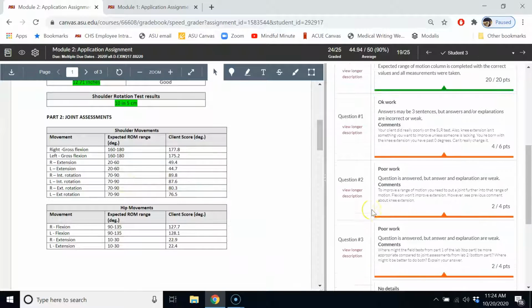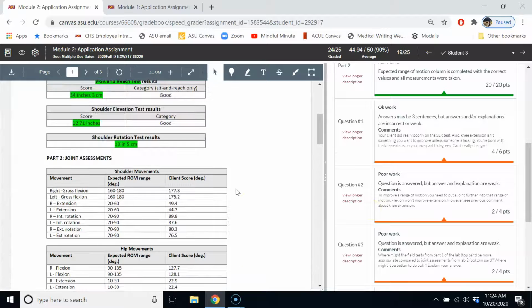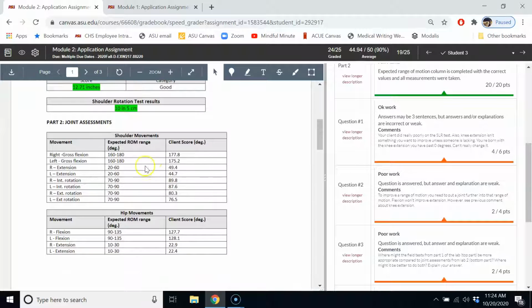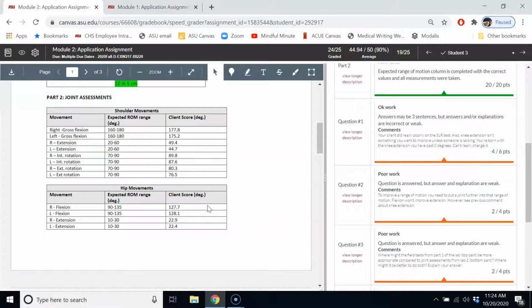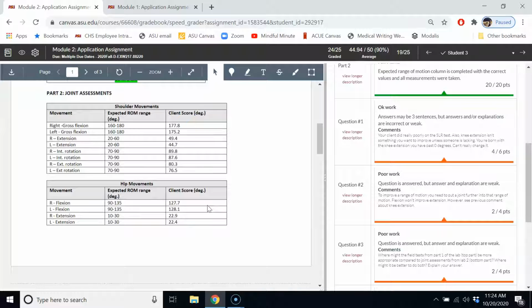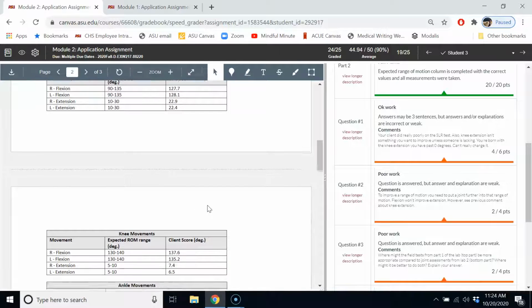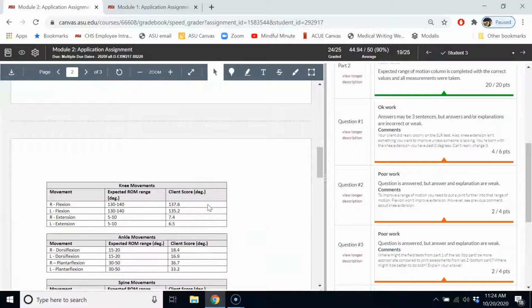For these joint assessment measurements, I'm looking to make sure that they're all done, first of all. And then I'm looking to make sure that they make sense. Do they fall within the parameters? I don't want you guys to go crazy trying to get the right score. This is just practice to give you an idea, especially for those of you who want to go on to PT school. This is something you'll be doing a lot of. Something I want to take note of here is knee extension.